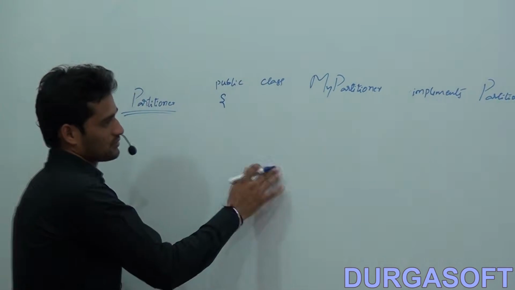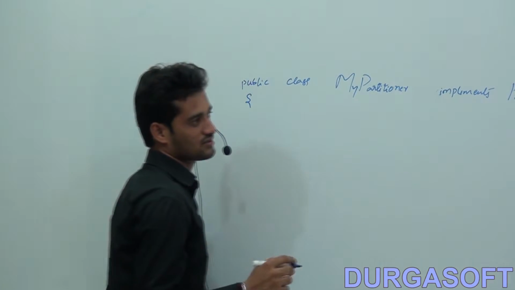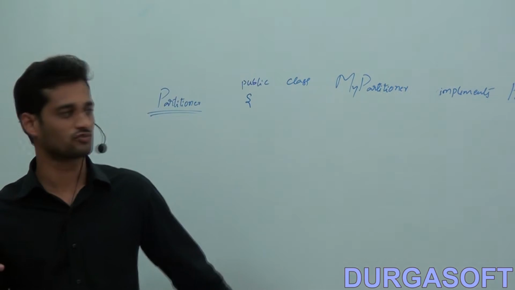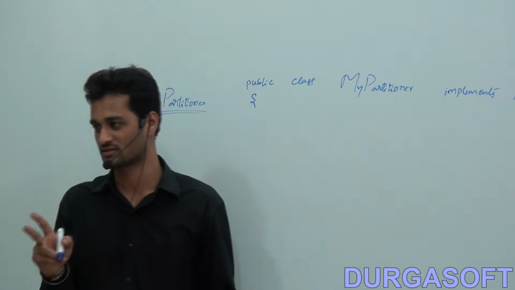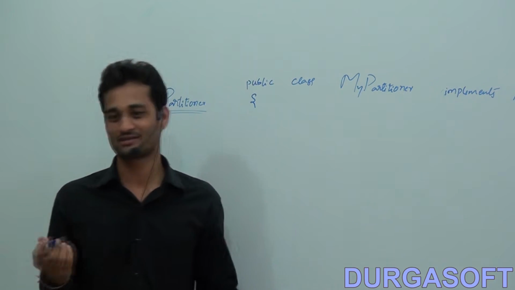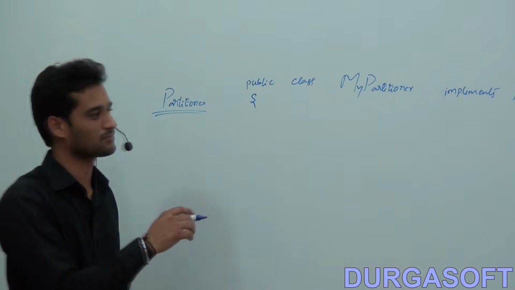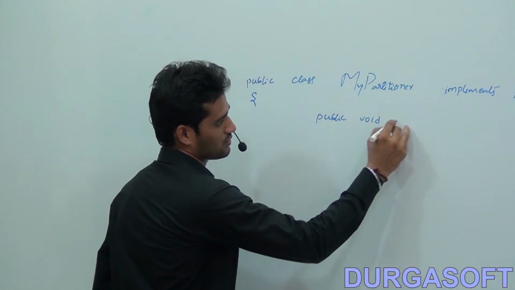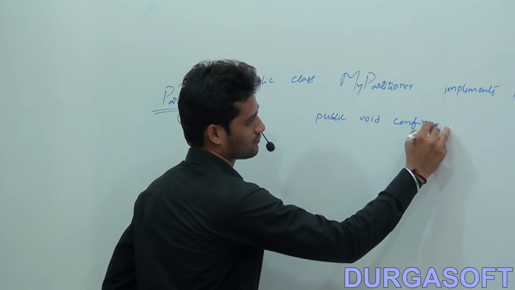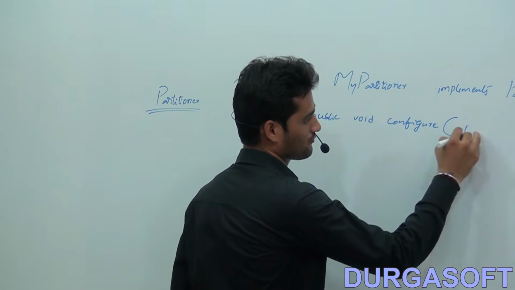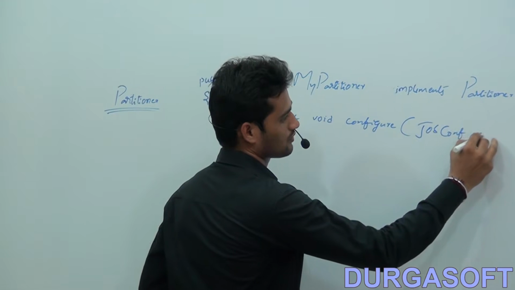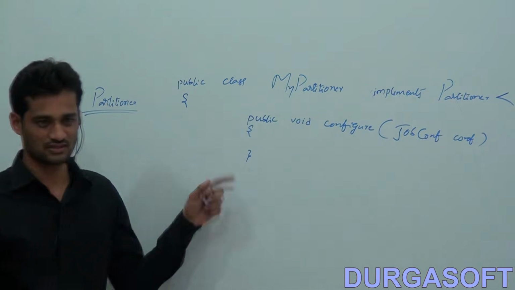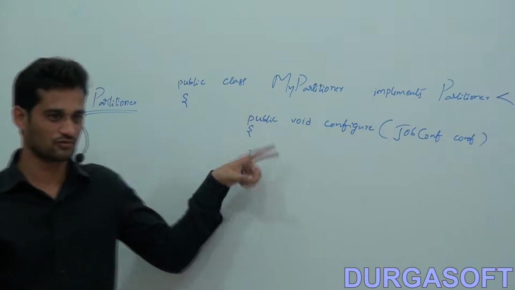So as you are providing an implementation for this Partitioner interface, we must provide implementation for the 2 methods we have in this Partitioner interface. Luckily we have only 2 methods, not 1000 methods. So we should take the responsibility of providing the implementation. First method, public void configure of JobConf. Just leave this method. We will discuss this later.